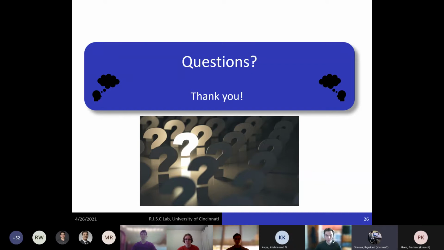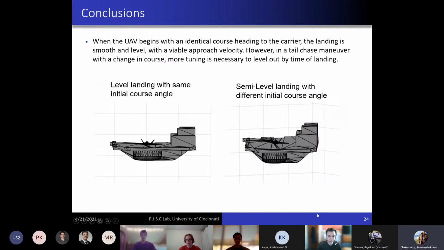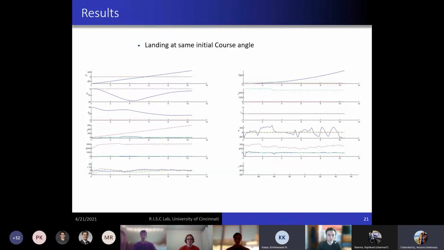Krishna, Matt, Prashant. Can you go back to your plot files, like where you show the graph, either for the same course angle or the different? So I just had a question, like in your roll, pitch, and yaw rate, so basically PQR, what is that blue line? Could you just explain the legends on the graph?